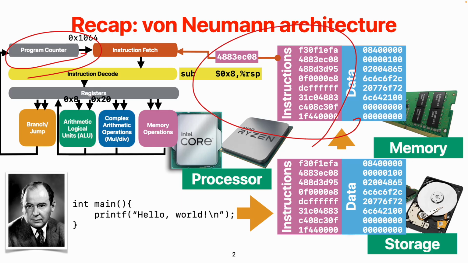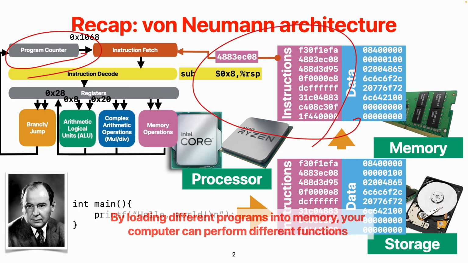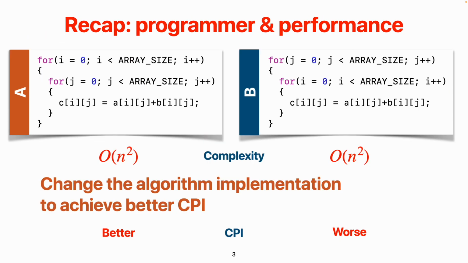And the good thing about this architecture is that, as you can imagine, if I give the machine a totally different set of instructions, the machine can perform completely differently without reconfiguring your hardware at all. So that's the good thing about von Neumann architecture, and that's why it's so popular.